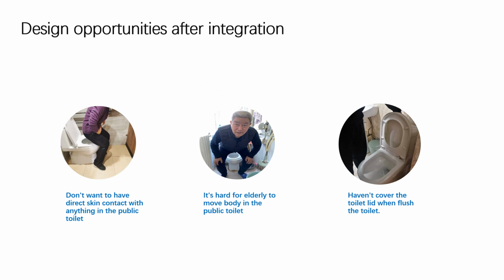After integrating our research and tests, we got 3 main problems. The first one is that people don't want to touch anything in the toilet. The next one is that it's hard for elderly people to move their bodies when they use the toilet. The last one is that somebody hasn't covered the toilet lid when they flush the toilet. So those could be the design opportunities for us.